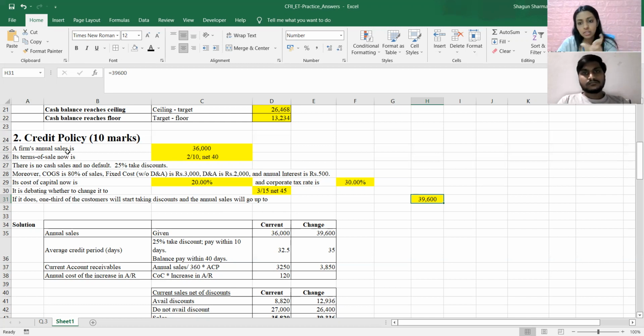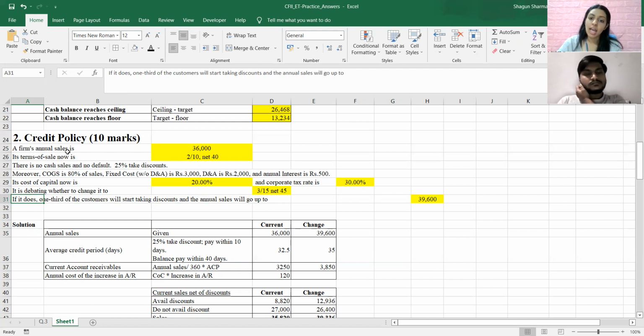तो ये policy ली तो sales becomes 39,600 and 1/3 of the customers will now start taking discount, because पहले discount लेने के लिए 10 days था, अब 15 days हो गया है, तो थोड़े ज्यादा customers लेंगे. So now 33% will take a discount and annual sales भी बढ़ेगा. Now we have to evaluate whether the company should go for this policy or not.